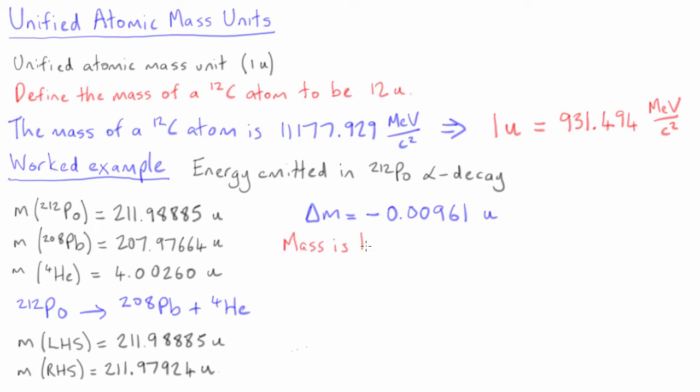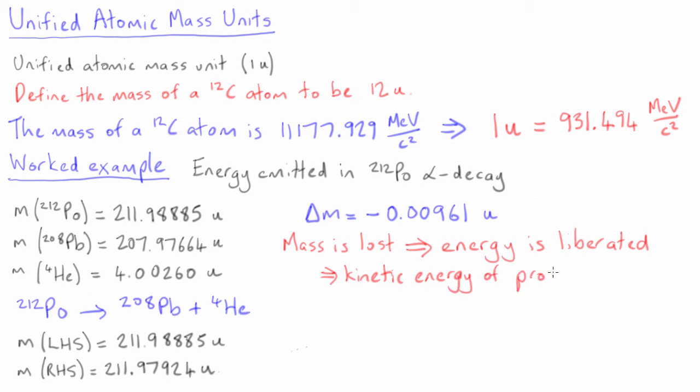Since mass has been lost, E equals mc squared tells us that energy has been liberated in the reaction, and this must be shared as kinetic energy of the reaction products. We can write that the emitted energy is equal to the change in mass times c squared, and hence the energy emitted is easily calculated using the definition of an atomic mass unit.